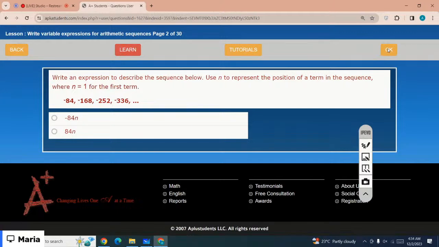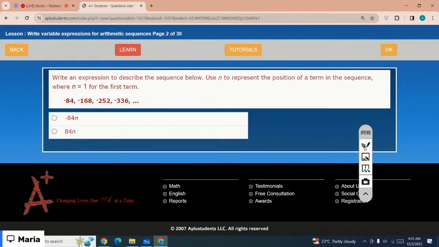Okay, the next one is write an expression to describe the sequence below. Use n to represent the position of a term in the sequence where n equals 1 for the first term. Okay, let's see. You have to find the sequence. You are given two of the options below.